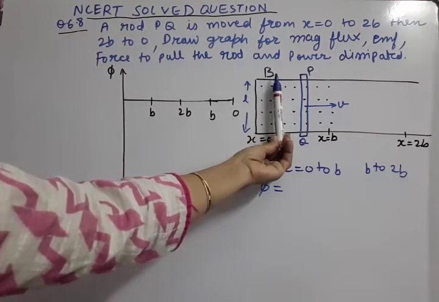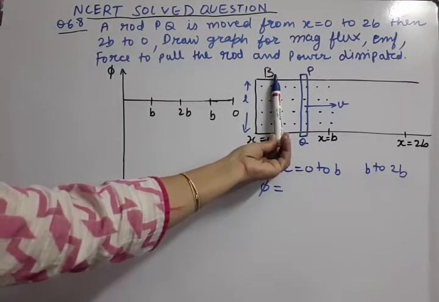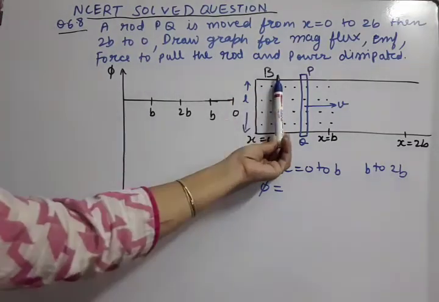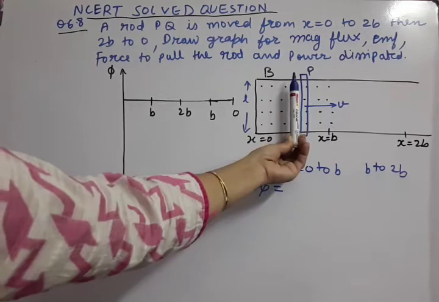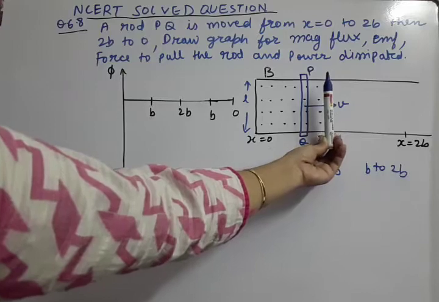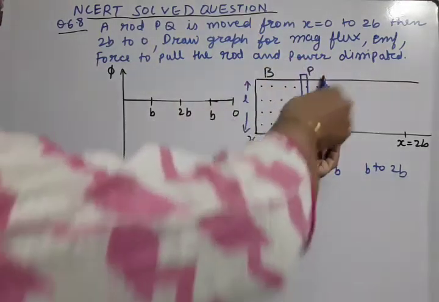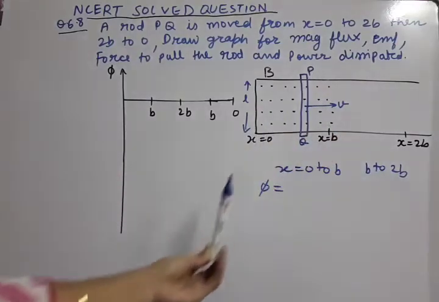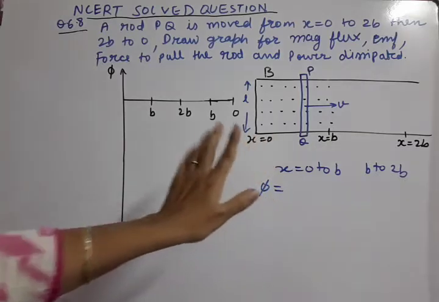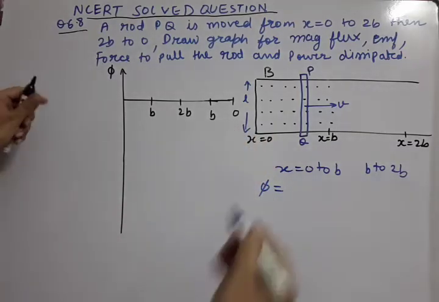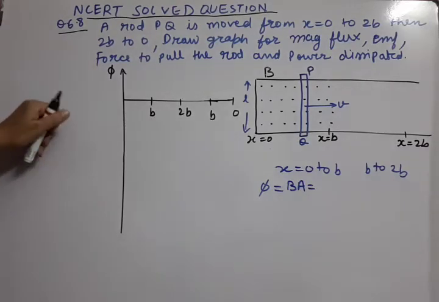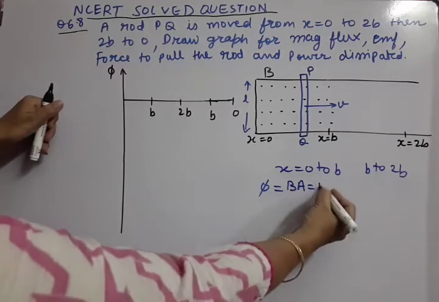Okay, so you can see in this closed part there are some field lines crossing, suppose 8 field lines. After that if we shift here, here, here, you can see every time the flux is increasing through this closed area. So when the rod is moved from x equal to 0 to b, the flux is increasing. Now the flux formula is B into A.